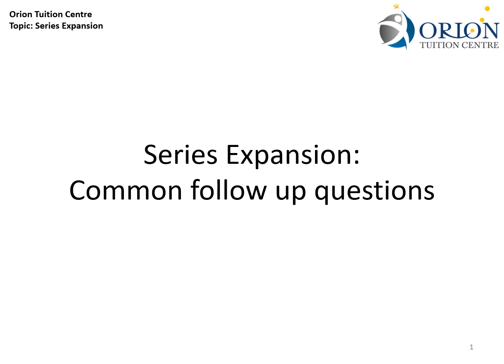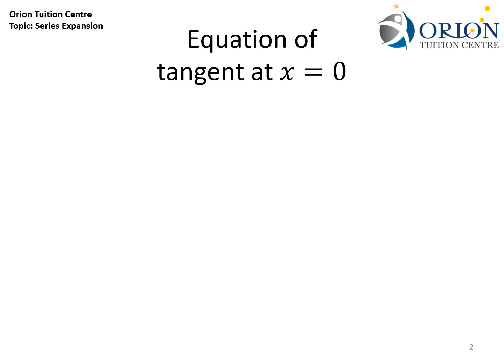In this video, we will cover some common questions that follow after we find out the Maclaurin expansion of an equation. After we find the Maclaurin expansion of an equation, we can very easily find out the equation of the tangent of the curve at x equals 0. This is because the Maclaurin expansion is a polynomial expansion at x equals 0.